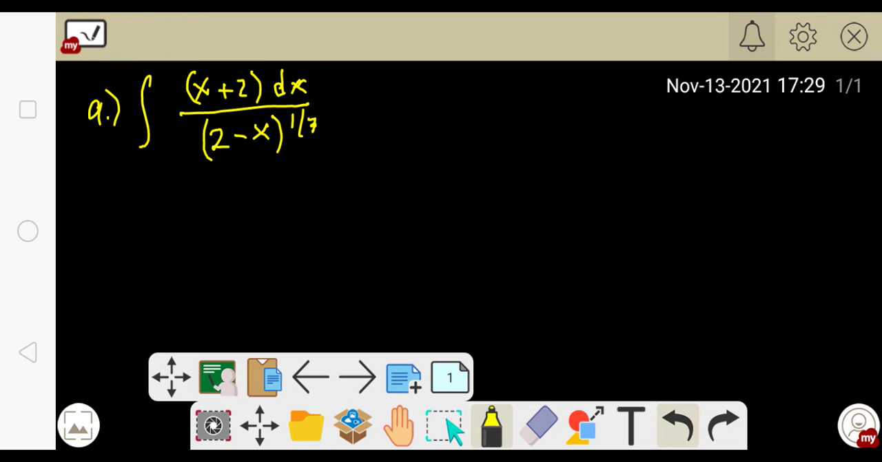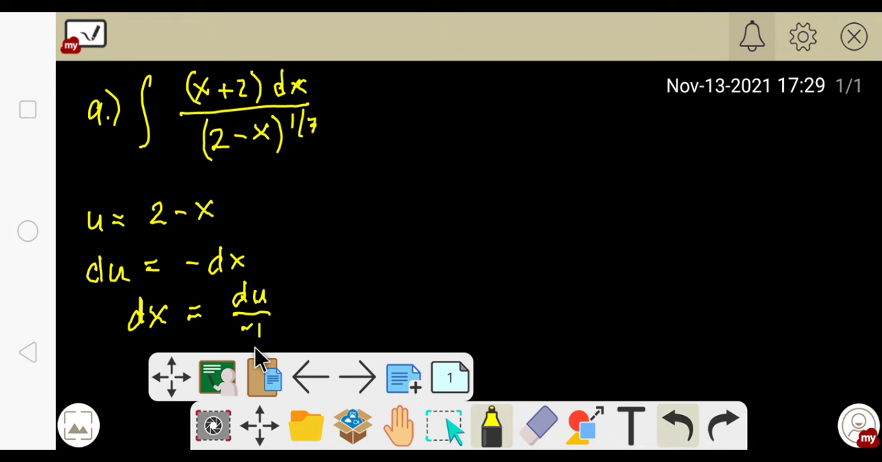So what I'm going to do here is to assume this 2 minus x to be our u. U is equal to 2 minus x. So let's get the derivatives of u, or let's differentiate this. We have du is equal to negative dx. Simply our dx is just du over negative 1.